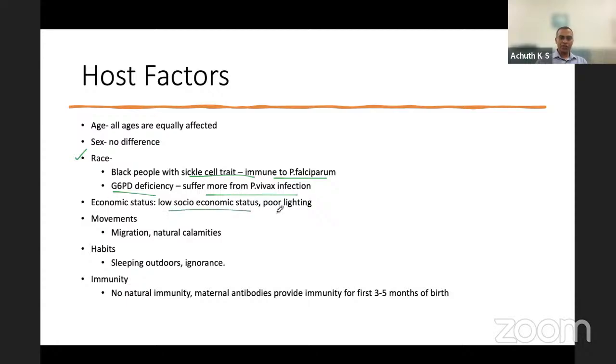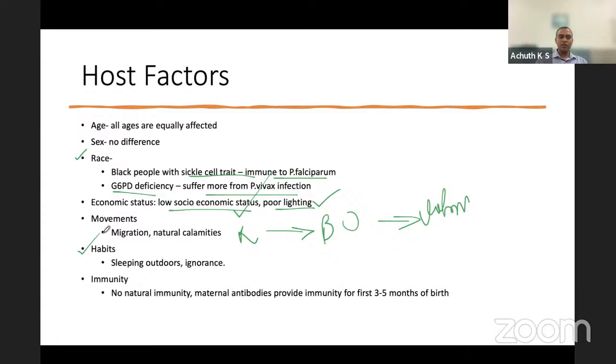Economic status: low socioeconomic status and poor lighting. Poor lighting means more mosquitoes, and low socioeconomic status means less hygiene, accumulation of water here and there, and no affordability to have a mosquito net or proper meshing of the doors and windows. Again, there are mosquito bites. Movements: we have a developing country, and many of the laborers who move from the northeast or the states of Bihar, Orissa to the urban cities for jobs and their livelihood are also a part of transmitting disease from one geographical area to other geographical areas.